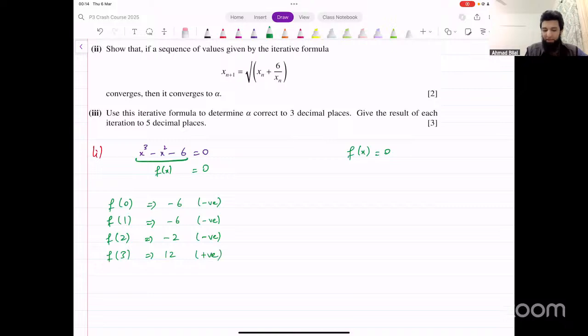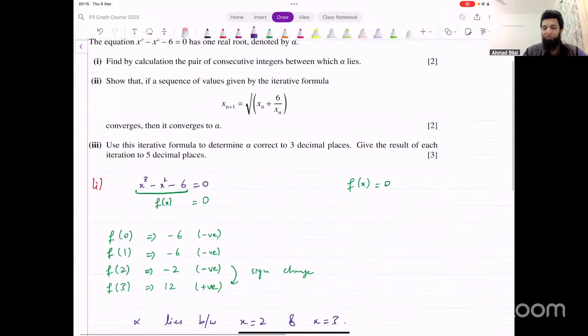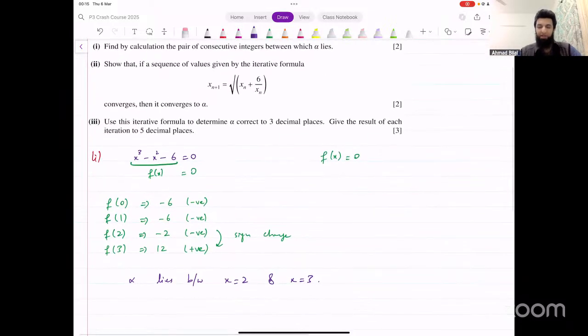So now you see, from x equal 2 to x equal to 3, there is a sign change. Right? If the sign is changing, it's going from negative to positive. That means 0 is going to be somewhere in the middle, somewhere between them, right? So we can say alpha lies between x equal to 2 and x equal to 3. It has to be between these two values, x equals 2 and x equals 3. These are the two consecutive integers between which alpha lies. Make sense?